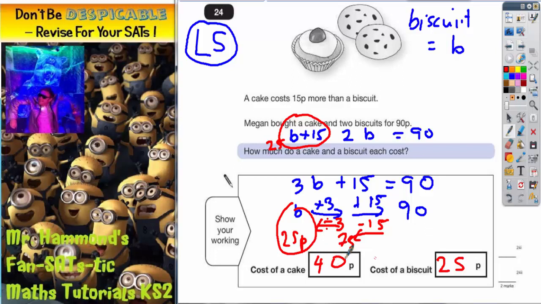Now that's a lot to take in, but if you check back in the original question, she bought a cake and 2 biscuits for 90p. So 1 cake plus 2 biscuits: 2 25s are 50p, plus your cake, 50p and 40p makes you 90p. So that quick check does prove that it works. Cake's 40p, biscuit must be 25p.